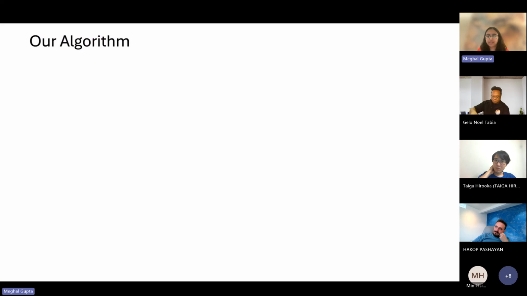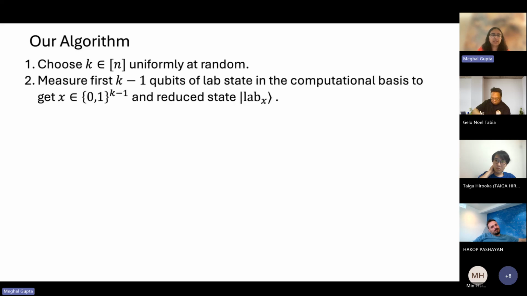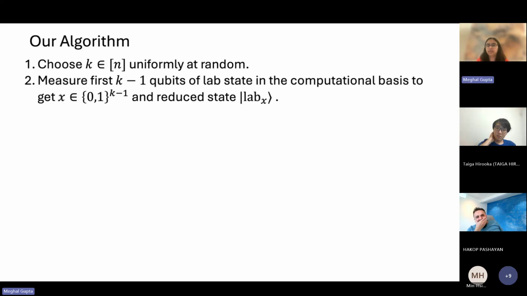Okay, so the next thing to do is to state the algorithm. In the first step, we choose some k and n uniformly, and then the first real thing we do is measure the first k minus 1 qubits of the lab state, and get some reduced state lab x. The rest of the test is going to be doing something with this reduced state lab x.